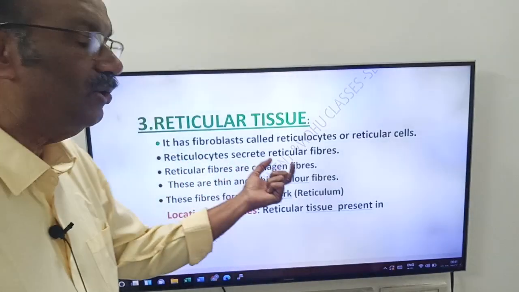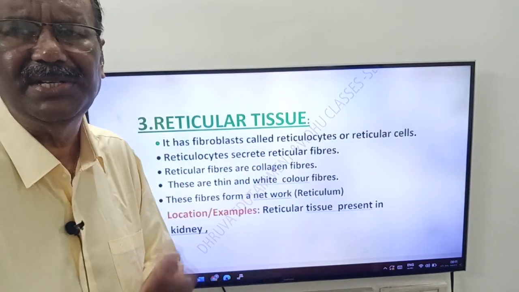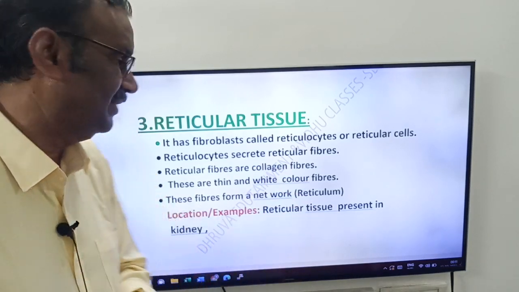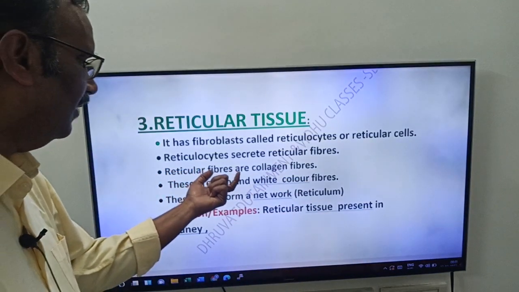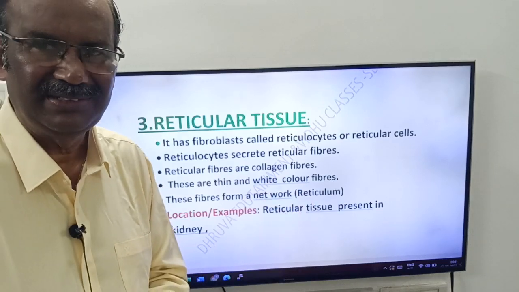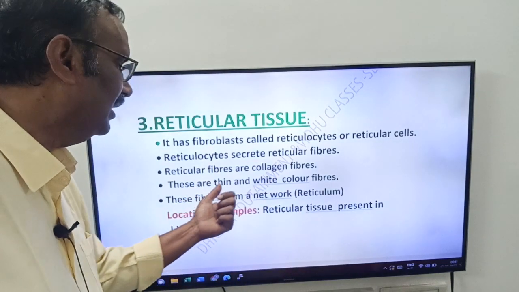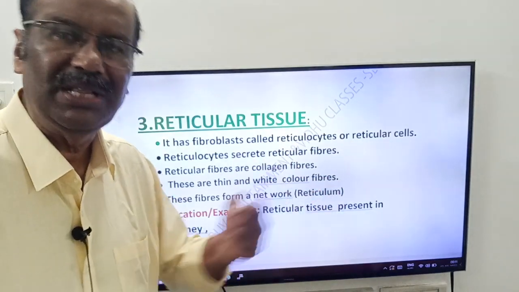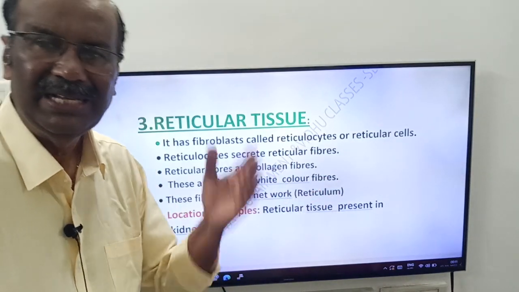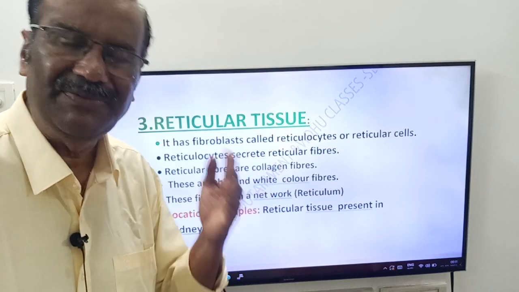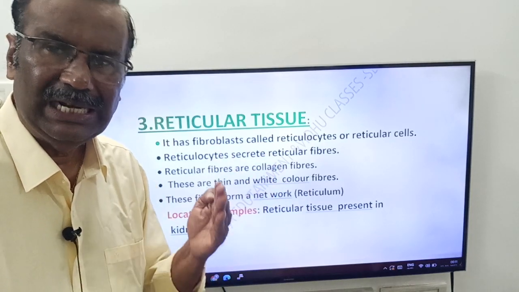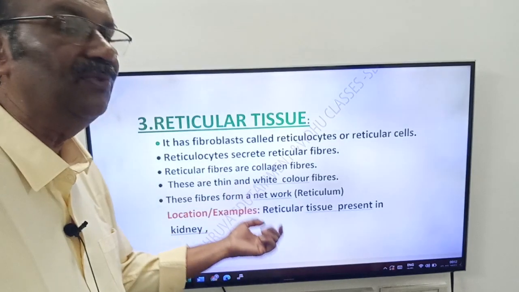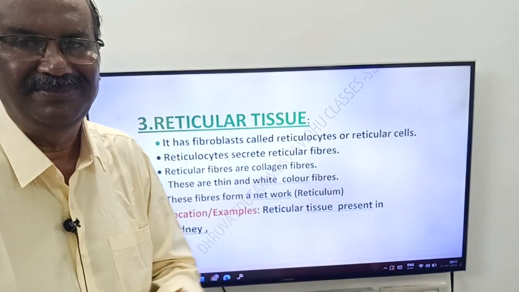Reticulocytes secrete reticular fibers. Already we discussed about this. Reticular fibers are collagen fibers. These are thin and white colored fibers. We discussed this in the characters of the fibers. Reticular fibers are collagen fibers. They are thin fibers. These fibers form a network, that is reticulum.